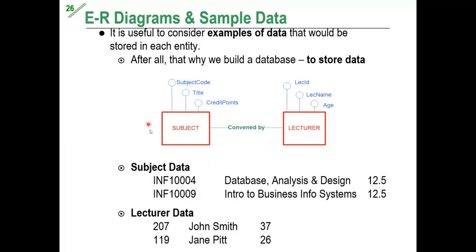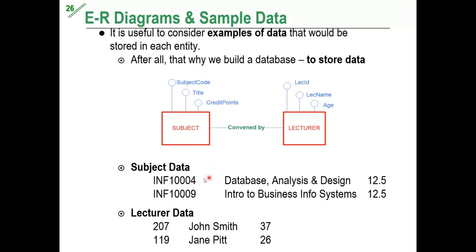For example, if you think about subjects, we can have many subjects. This semester, you are enrolled in 4 subjects: INF10004, INF10009, etc. And you can see here I have put some data which has 3 types of data, representing the 3 attributes that I have placed in the subject entity. INF10004 is the subject code. Database analysis and design is the title of the subject. 12.5 represents the credit points.